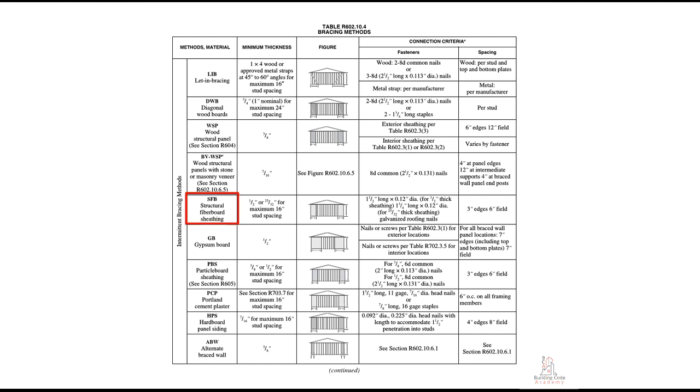Structural fiberboard sheathing, which is half or 25/32 inch thickness for maximum 16-inch stud spacing, will be connected with 1.5 long by 0.12 inch diameter for half-inch thick sheathing and 1 3/4 long by 0.12 diameter for 25/32 inch thick sheathing. Galvanized roofing nails with spacing 3-inch edges, 6-inch field, and so on.